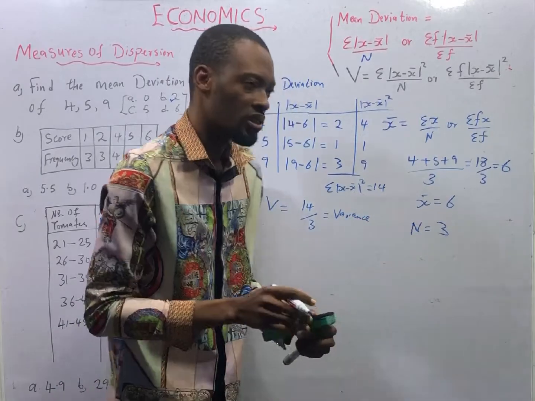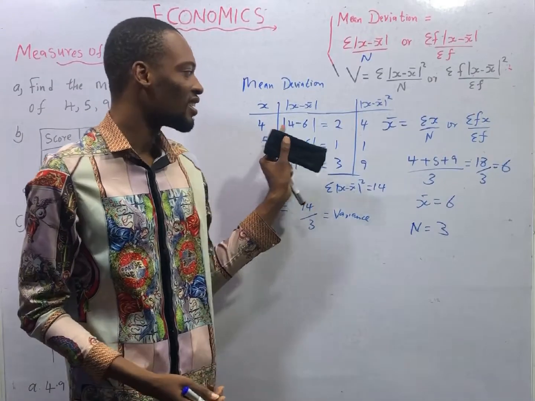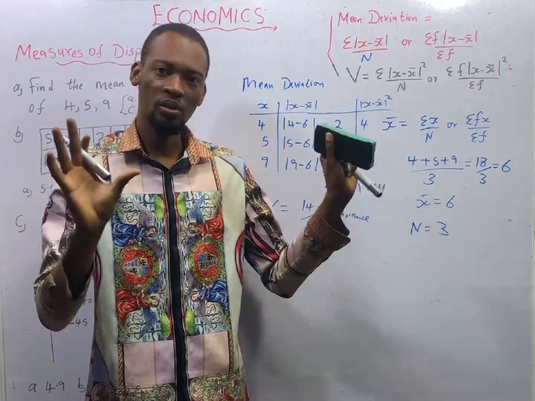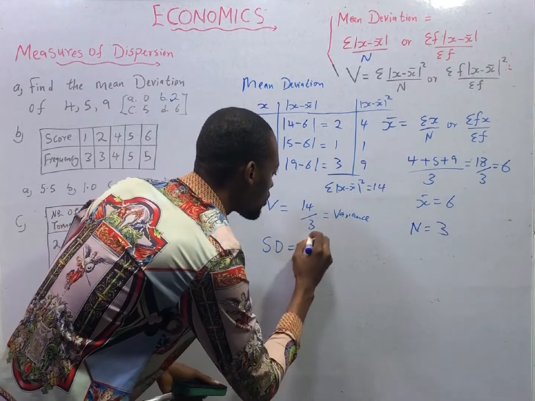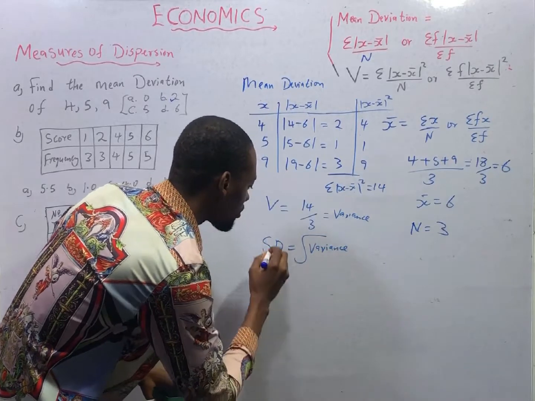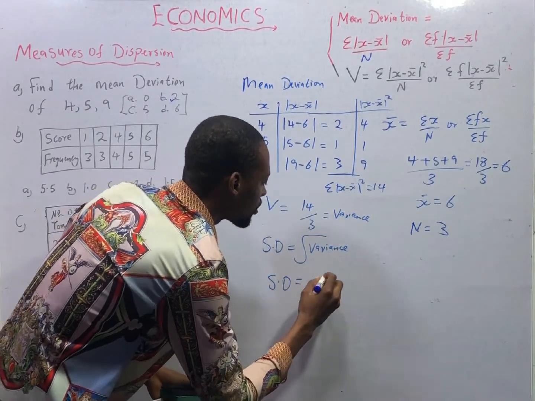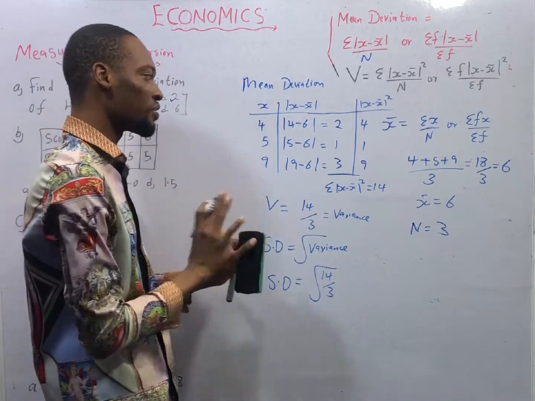What if the question had said find standard deviation? We'll answer here, everything will be the same. The only difference is that standard deviation equals the square root of variance. And standard deviation will therefore be equal to the square root of 14 over 3. That is it. You've solved.